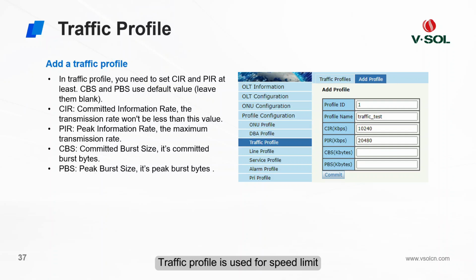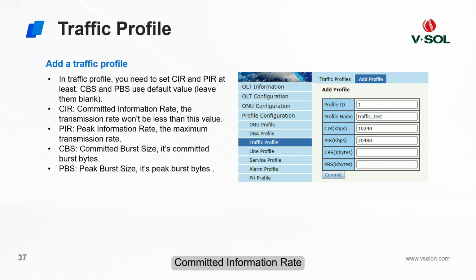Traffic profile is used for speed limit. In the traffic profile, you need to set at least CIR and PIR. CBS and PBS use the default value. Leave them blank.